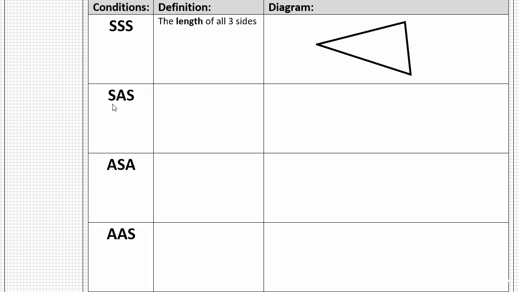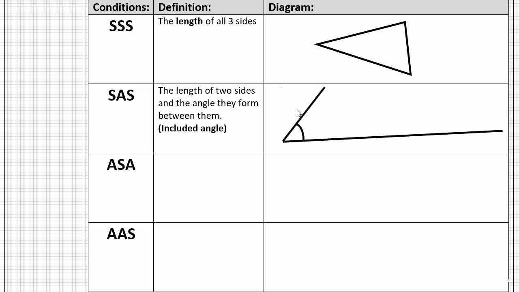The second one is side, angle, side. It is defined as the length of 2 sides and the angle they form between them. This is also known as the included angle. Once again, order matters. So we're given the 2 sides and the angle that is between them, so the 2 sides that form this angle. Let's take a look. Here's what the information is that we'd be given.